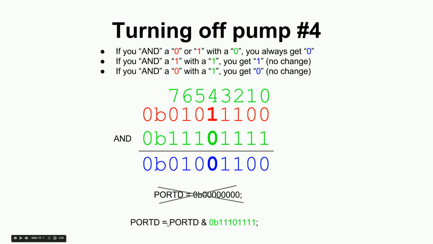Instead, we're going to say port D is equal to port D ANDed. That's what an AND operation, a bitwise AND, they call it, which is what's going on here. ANDed with this new special mask that has a zero where we want to have an effect. Where there's ones, we will have no effect on the byte. That's where these blue lines, these digits didn't change. So that's how we turn a bit off.